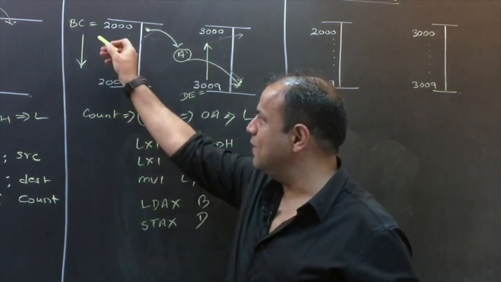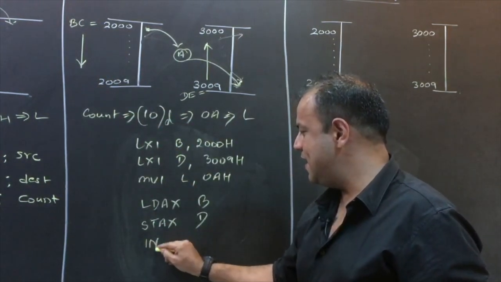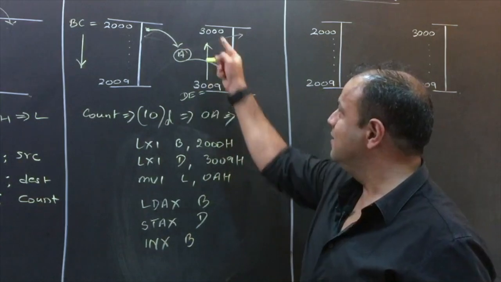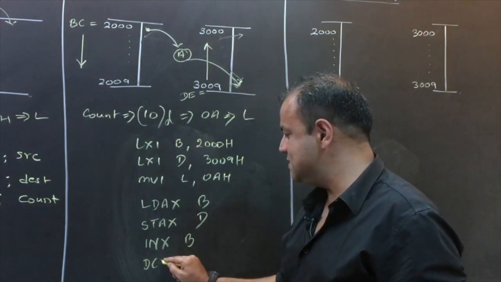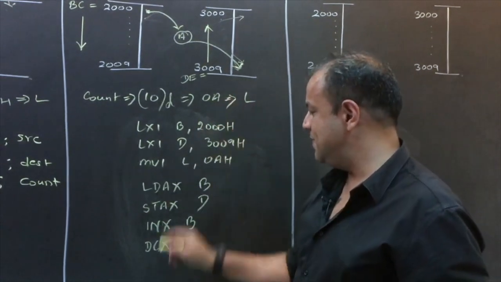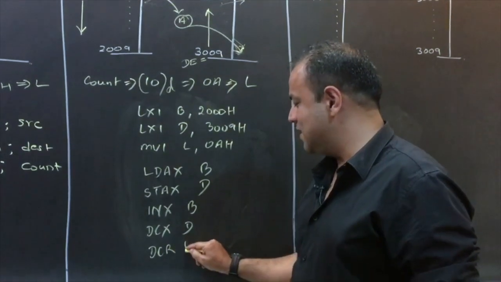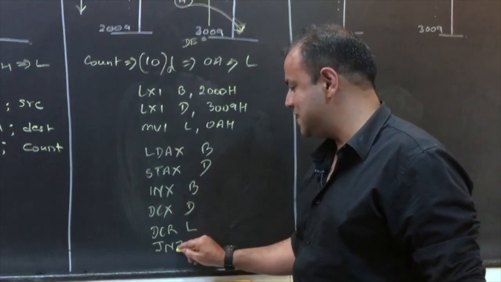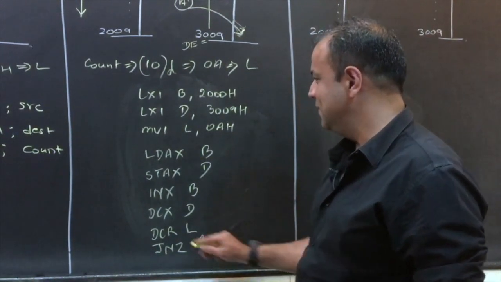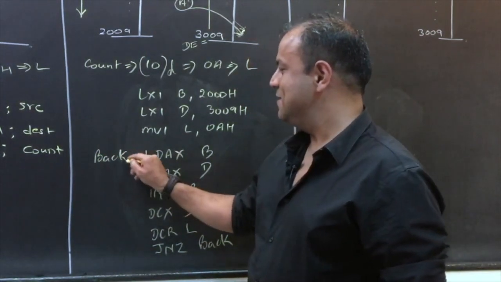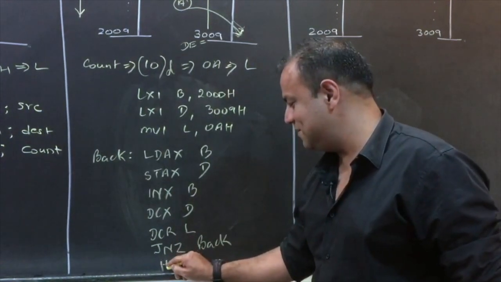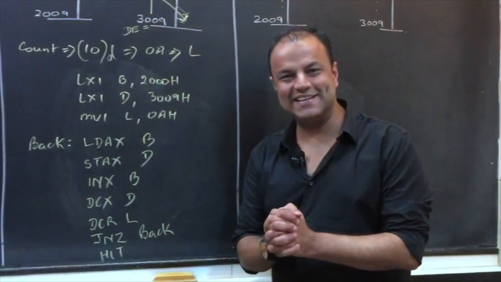STAX D. Good. Now increment BC pair, INX D. Decrement DE pair, DCX D. Decrement your count, DCR L. JNZ back. This is back. Please tell me, did you understand? Finish, job done. Halt, end the program. Is this clear?